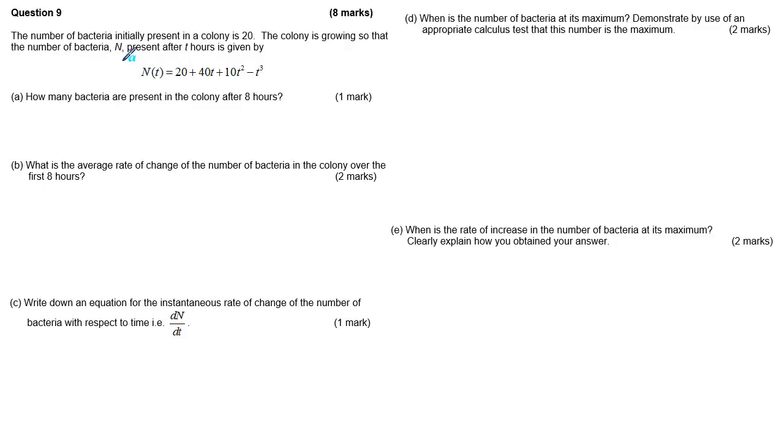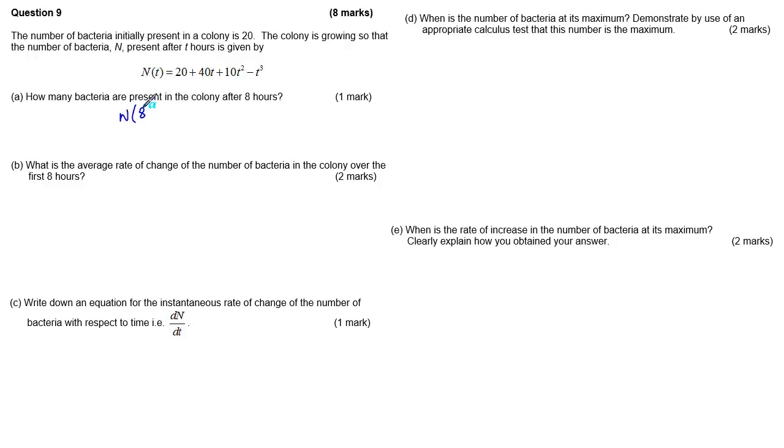The number of bacteria initially present in a colony is 20. The colony is growing so that the number of bacteria present after t hours is given by this expression here. How many bacteria are present in the colony after 8 hours?